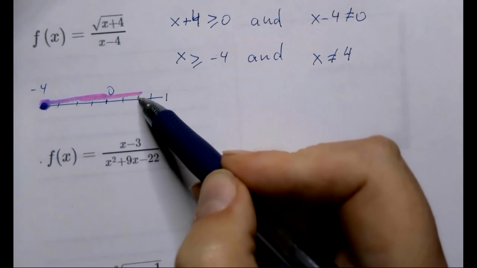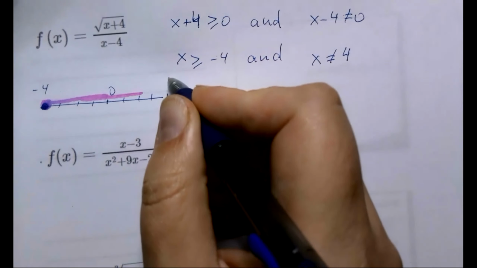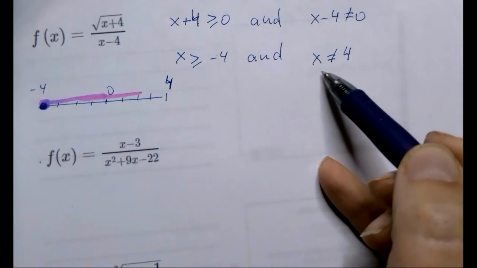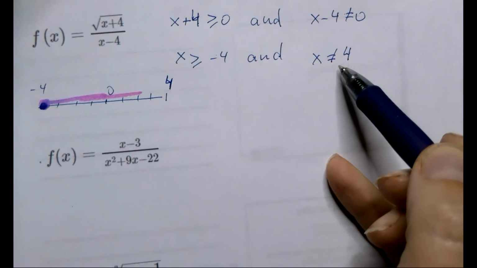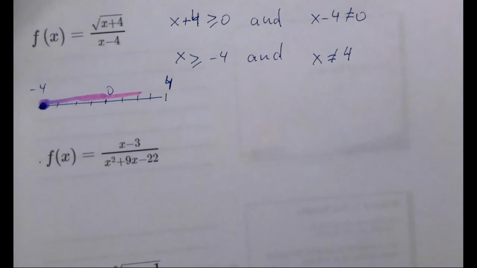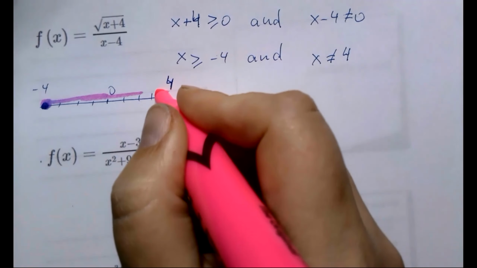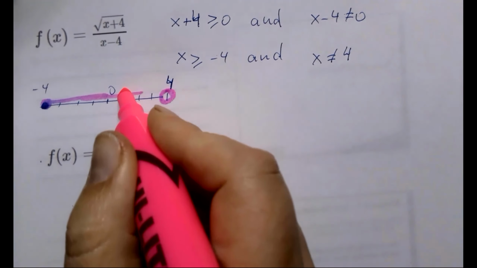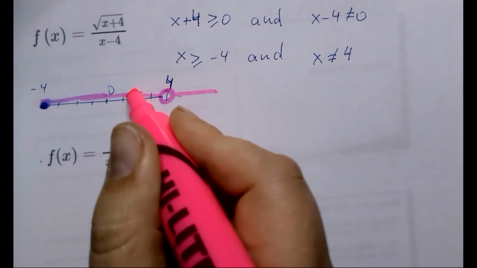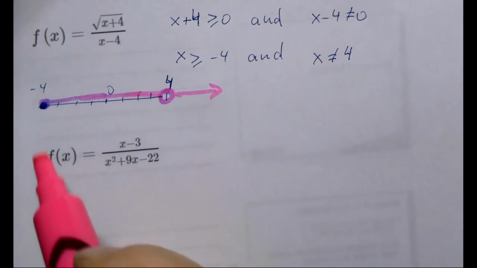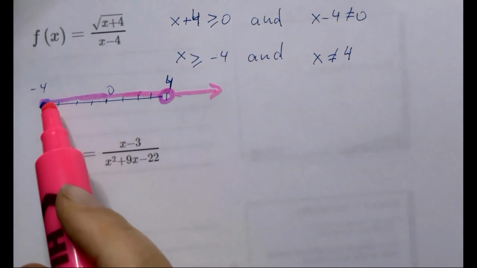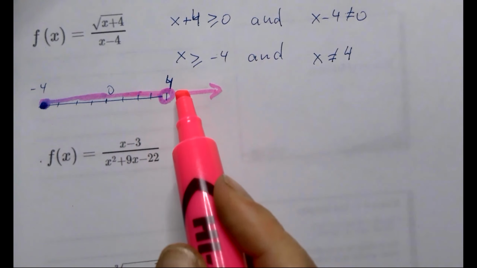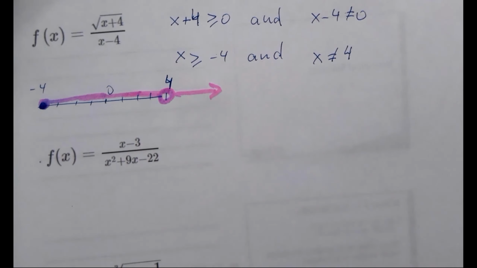Okay, so 1, 2, 3, 4 is right here. And it says that while this is true, also this should be true. X should not be equal to 4. So we're going to take this point out of our domain with an open circle. But the rest is good. So we have everything to the right of negative 4, excluding 4.